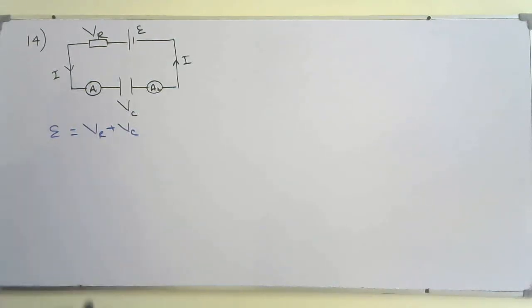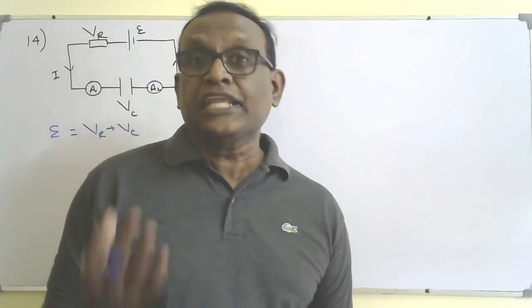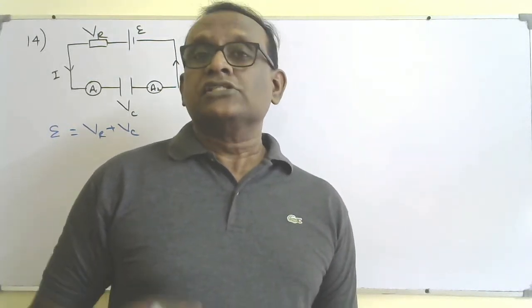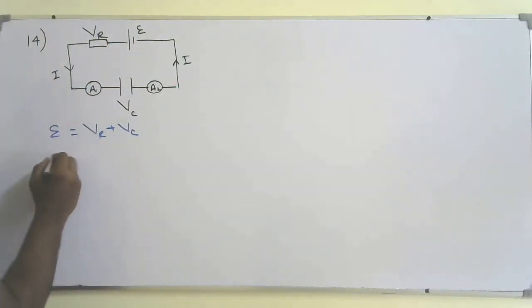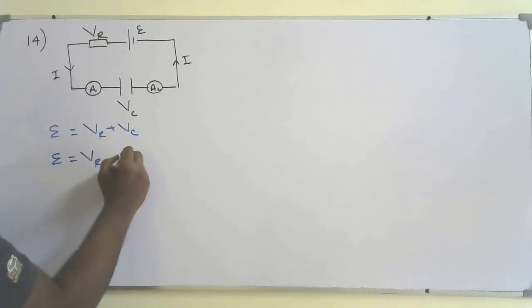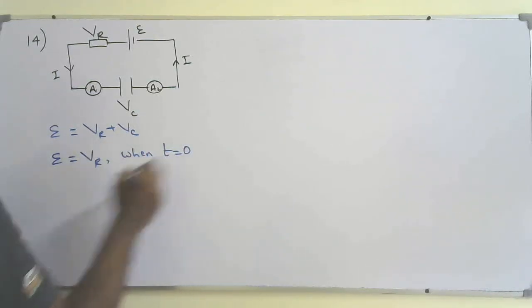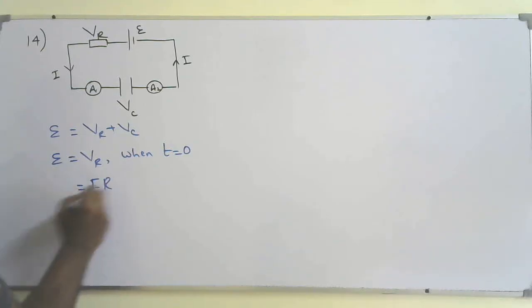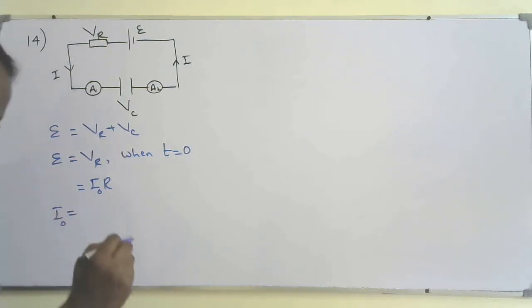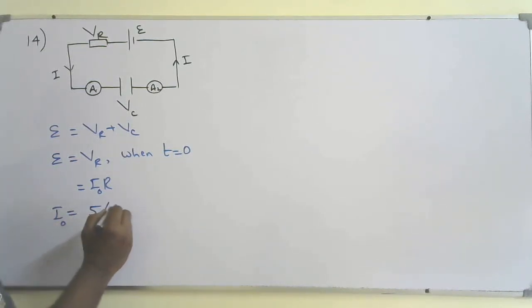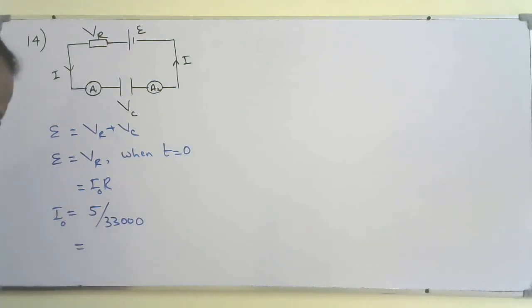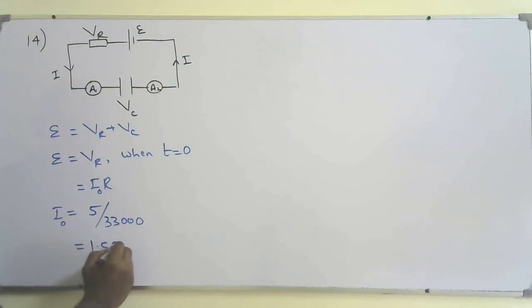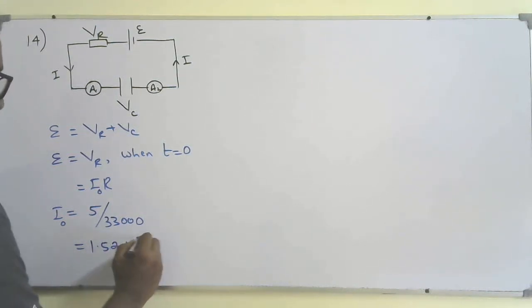Since initially there is no charge in the capacitor, Q is equal to 0. According to Q equals CV, the voltage of the capacitor will be equal to 0. So EMF is equal to VR when t equals 0, or initially. But VR equals IR, so I naught is going to be EMF over R. EMF is given as 5 volt, R is 33 kilo ohms, 33,000. Solve it and you will get the initial current, that is 1.52 × 10 to the power minus 4 ampere.